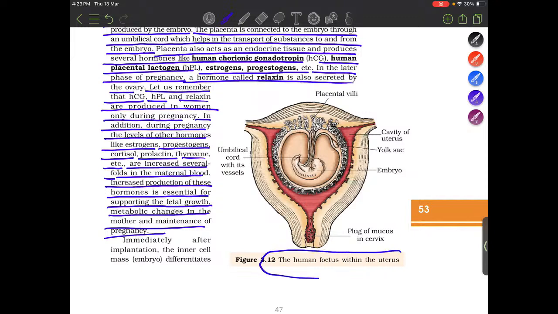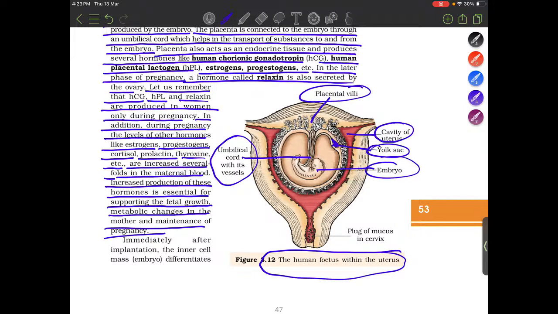Here is a human fetus within the uterus. This is the placental villi. This is the umbilical cord with its vessels. This is the cavity of the uterus. This is the yolk sac. And this is the embryo. And this is the plug of mucus in the cervix.